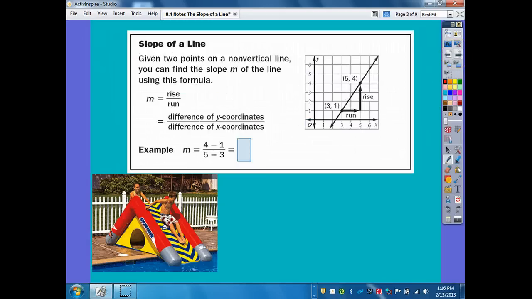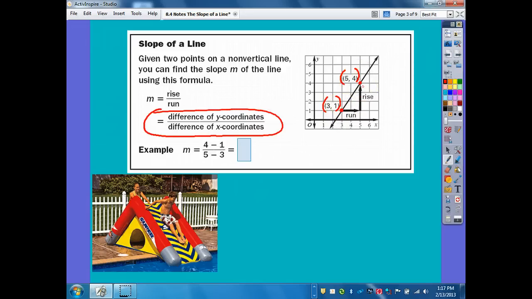Slope of a line. Given 2 points on a non-vertical line, you can find the slope of the line using this formula, rise over run, which means the difference of the y-coordinates over the difference of the x-coordinates. Now they kind of showed us here. Here is a coordinate, they've got 5 and 4, and they have 3 and 2. You can take any 2 points on this line you want, but I'm not going to want to pick any points in between, because then you're going to have to work with what? Fractions. I'm going to try to find points that are right here on these intersections.